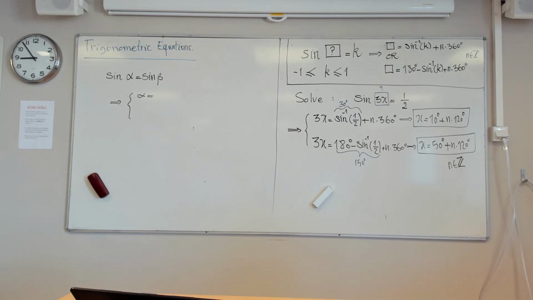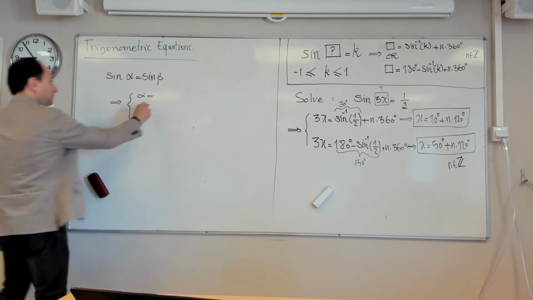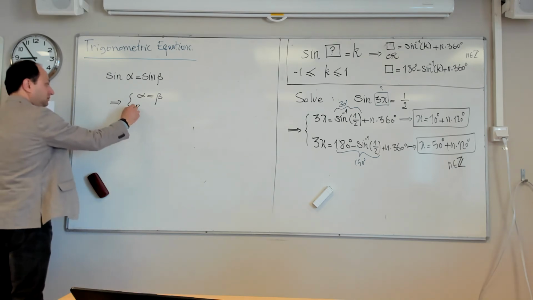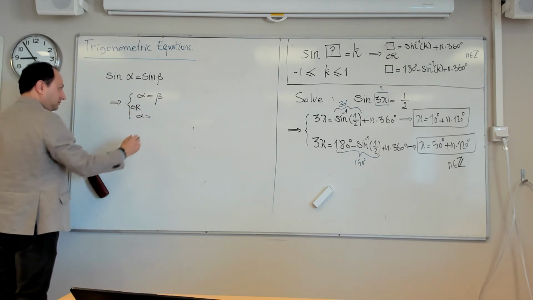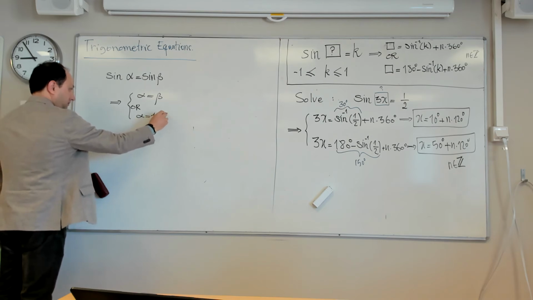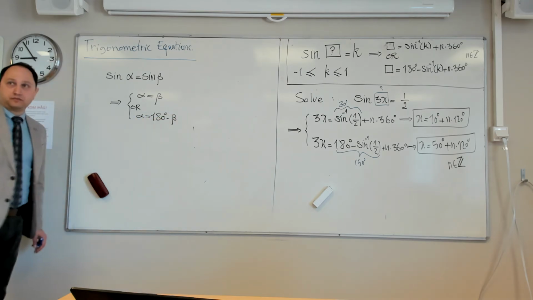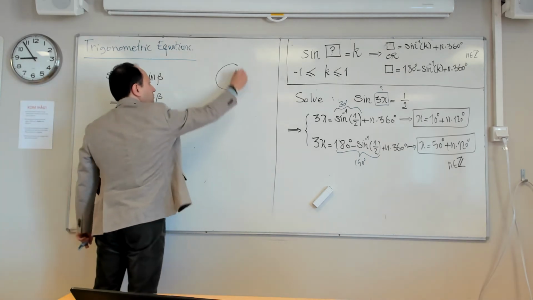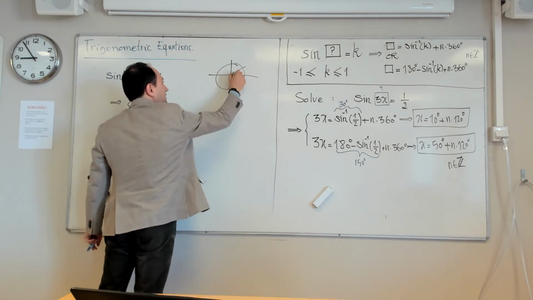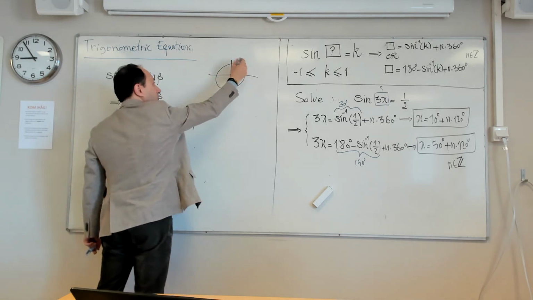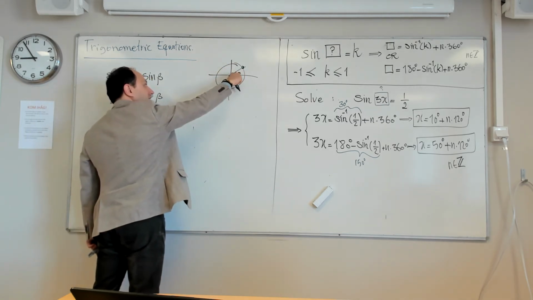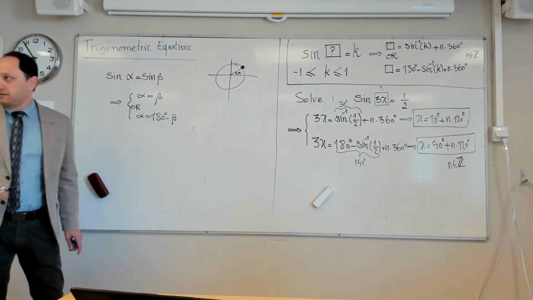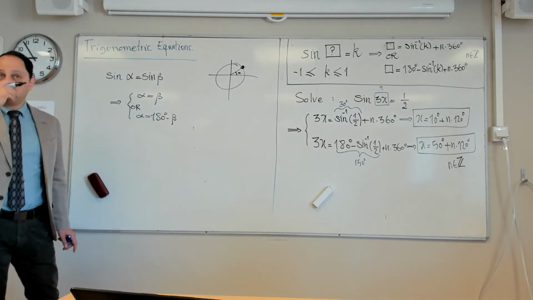Yes? It could be beta. Or it could be 180 minus beta. Yes? Is that understandable? Because if you say alpha is equal to beta, of course, if alpha is this one, this is the endpoint. If beta is exactly this one, it is clear that the endpoint is the same, so the signs are the same. Is that understandable? Yes or no?